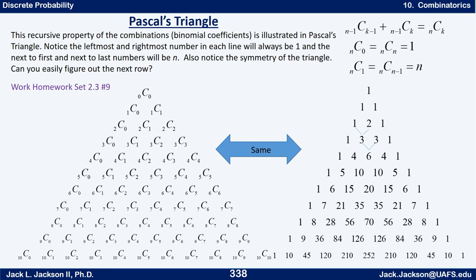Okay, so the triangle on the right and the triangle on the left are the exact same triangle. So the numbers in this triangle are these combination numbers, also known as binomial coefficients, because they're the coefficients that show up in the binomial theorem. I actually talk about the binomial theorem a bit more in one of my algebra videos if you're interested in pursuing that.